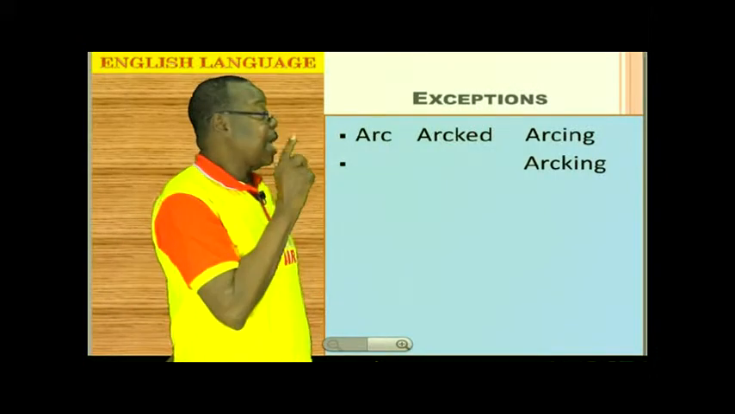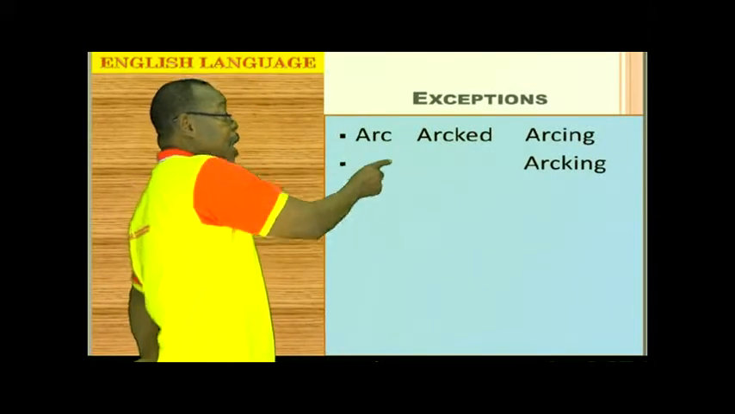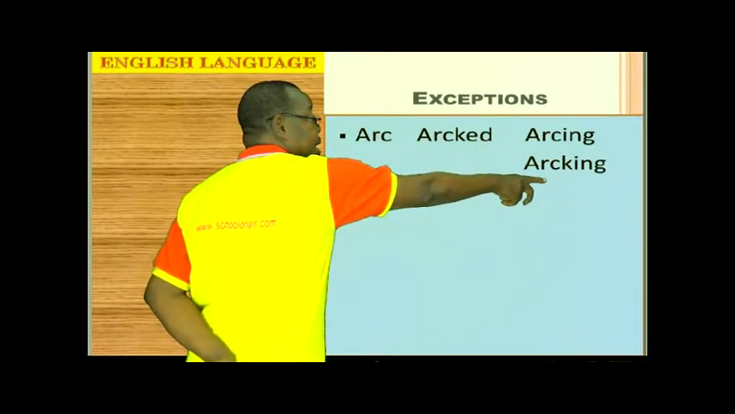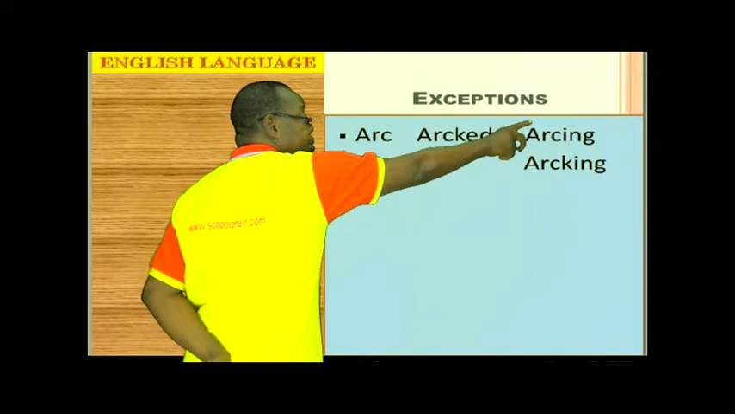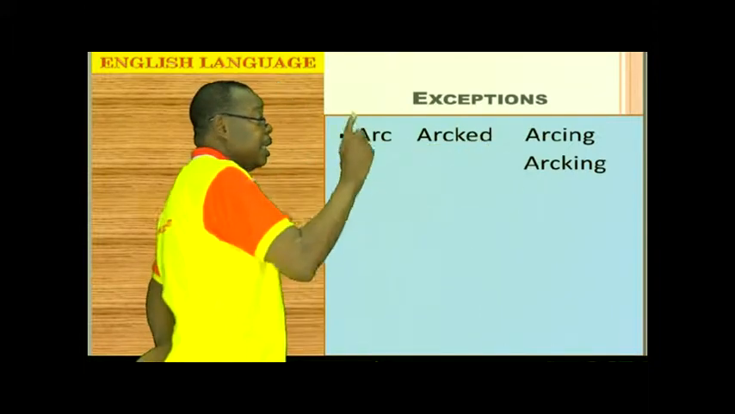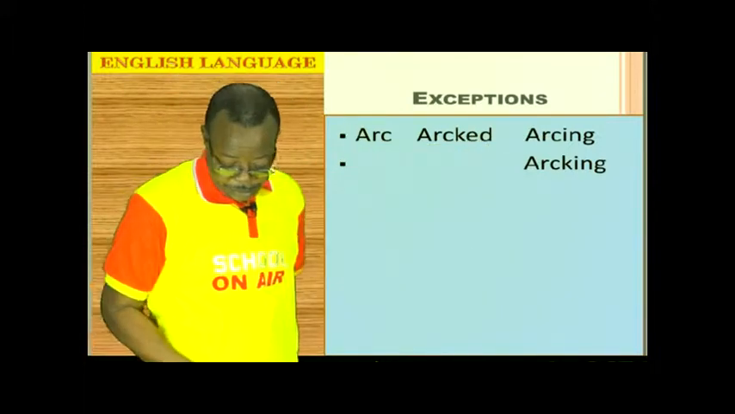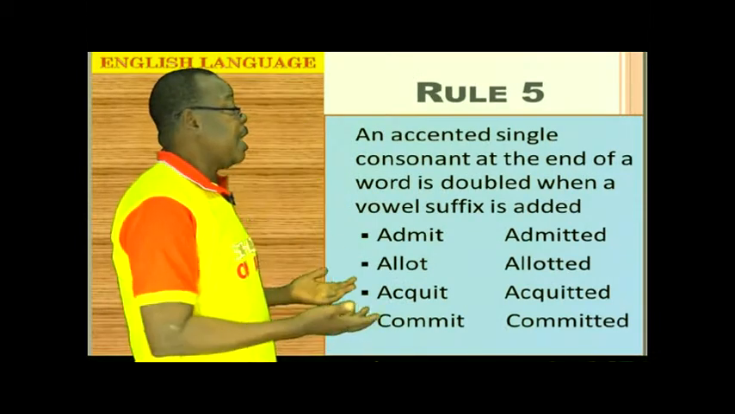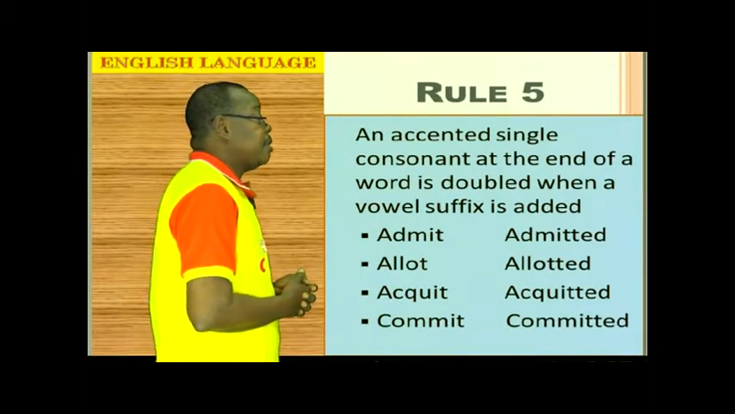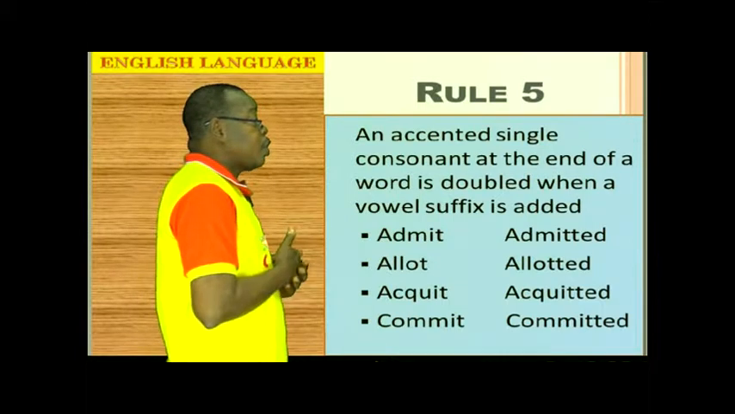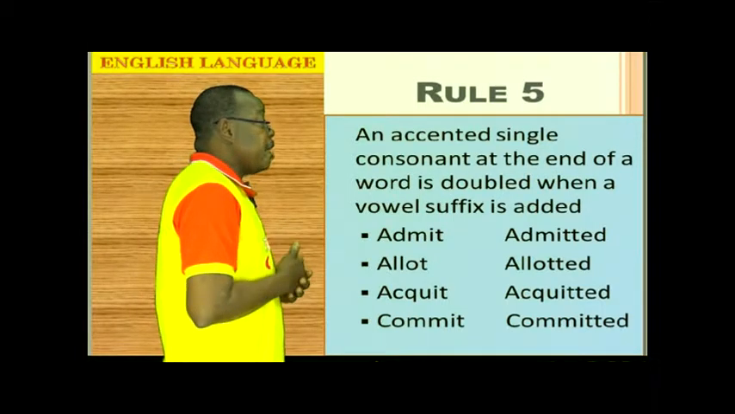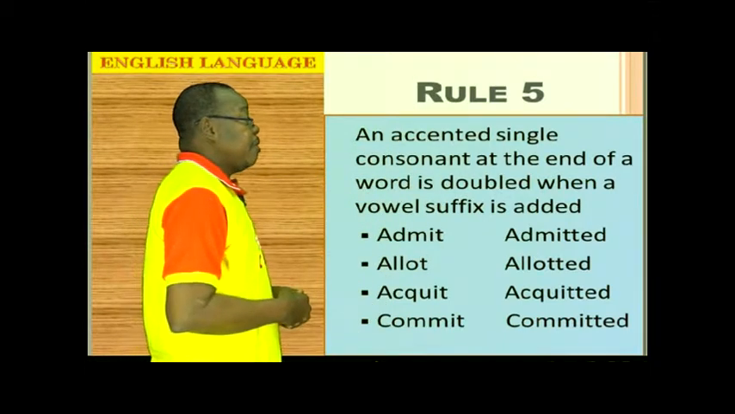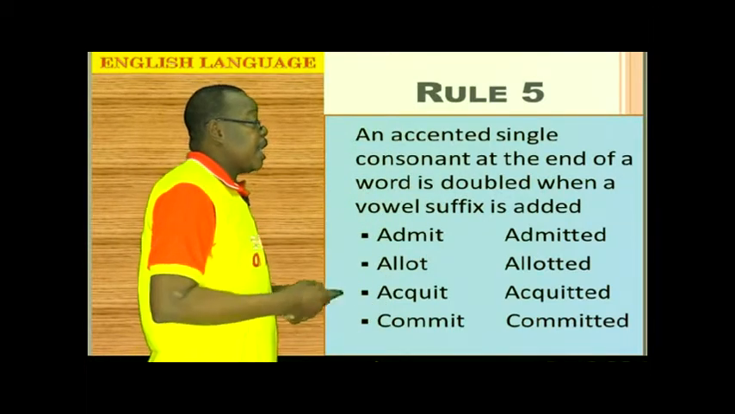There's an exception to that. Look at this one. You have this, and that is also possible there. Take note of that. For that one, it's an exception to the rule. Now, you see some words: an accented single consonant at the end of a word is doubled when the vowel suffix is added.